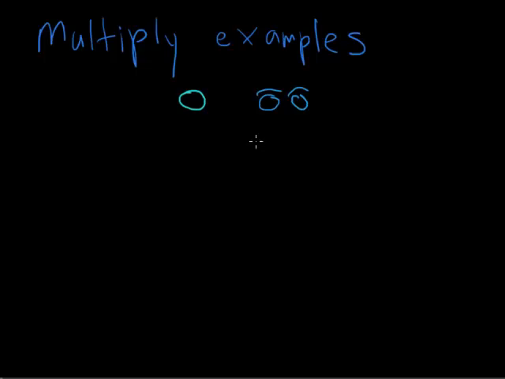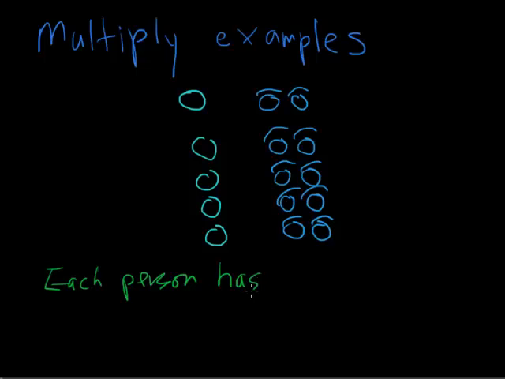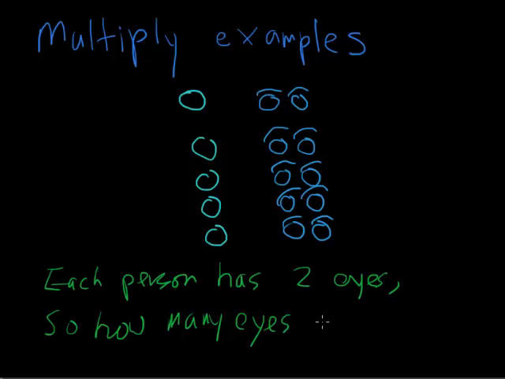Okay, so that's 2 per person, third person, 4th person, 5th person, right? Let's draw the person over here. 1, 2, 3, 4, 5. Okay, so the question is, each person has 2 eyes, so how many eyes with 5 people?